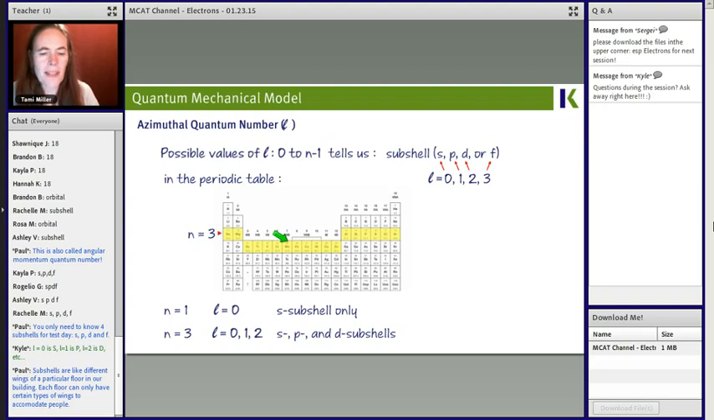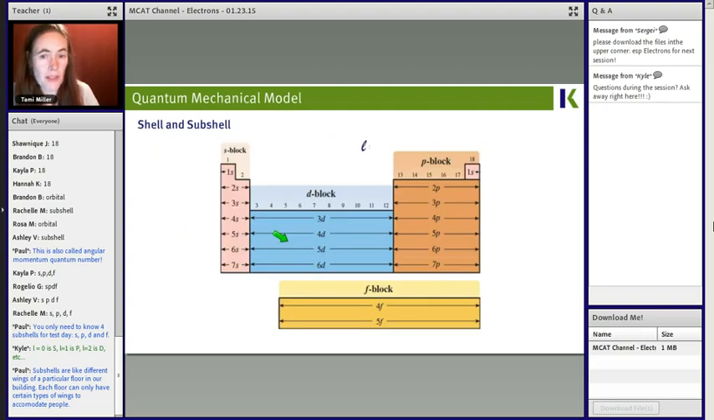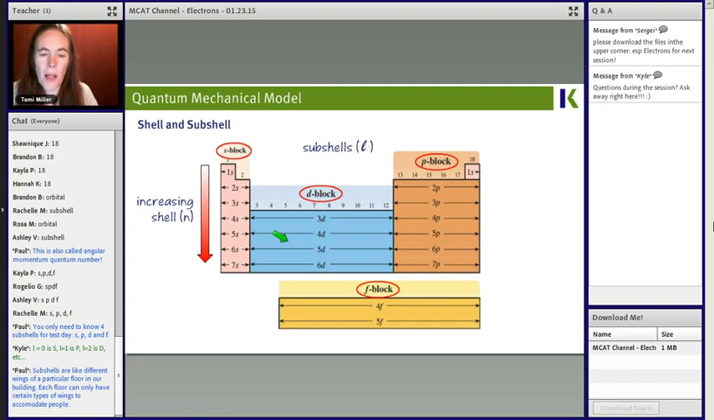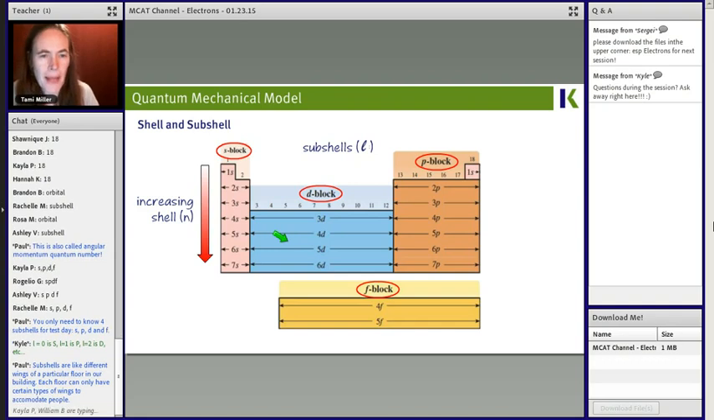Let's keep going and let's talk more about the shells and the subshells. As our n is increasing, as we go up by row, we've got our increasing shell number. Then we know that we've got our S block, D block, P block, and F block. How much do we really have to worry about the F block on the MCAT?